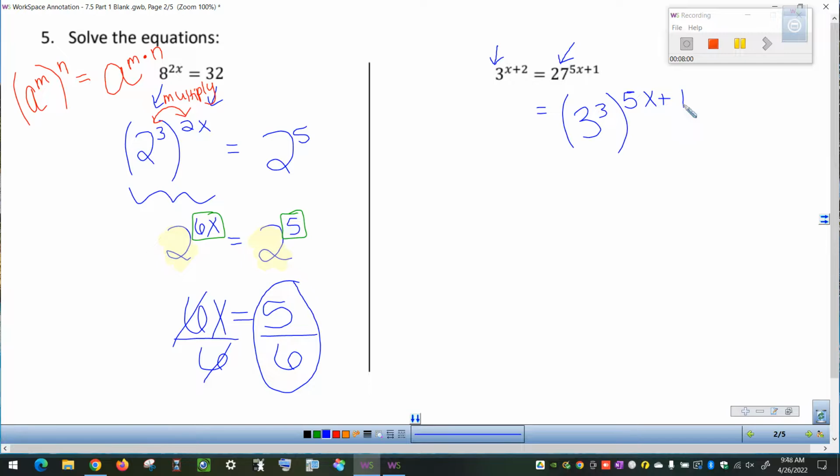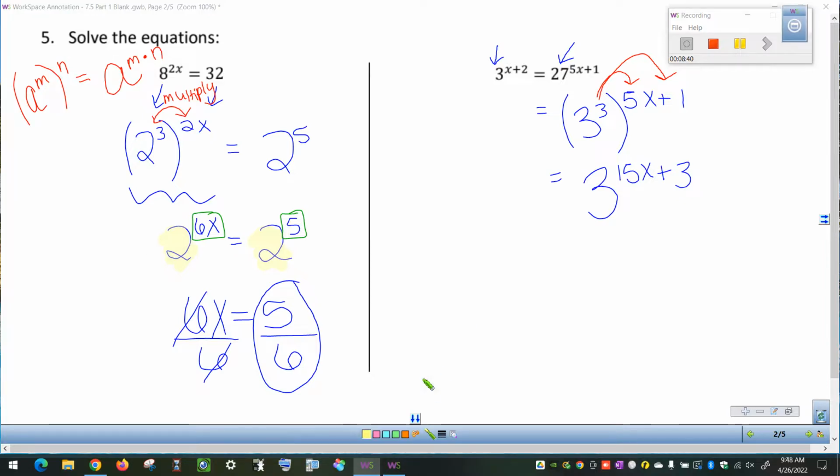Now, in the last problem, just as we had the inside and the outside exponents multiplied, exactly the same thing will happen here. But because of that plus sign, it's going to be the distributive property. So you're going to do 3 multiplied by 5x, and we're also going to do 3 times 1. So if I wanted to write this whole thing without parentheses, it would be 3 to the power of 15x plus 3.